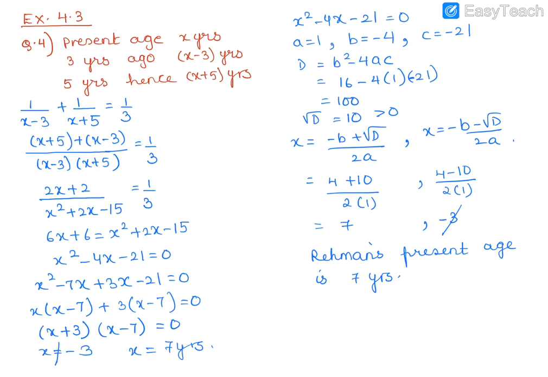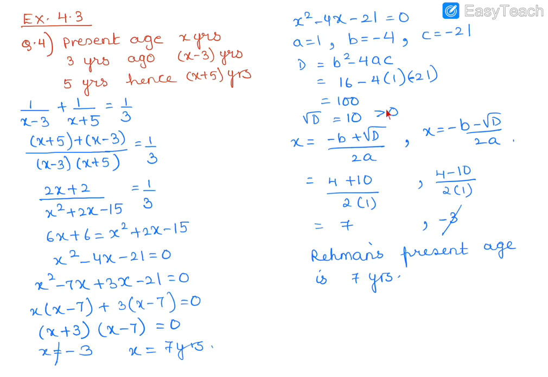However, if it is mentioned that use a quadratic formula, which normally is not present in the word problems, I have shown you a method here as well. So A is 1, B is minus 4, and C is minus 21. We need to find out D, which is B square minus 4AC, and that has to be greater than or equal to 0.